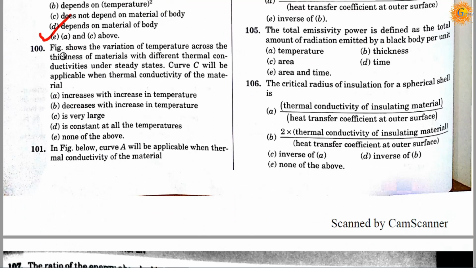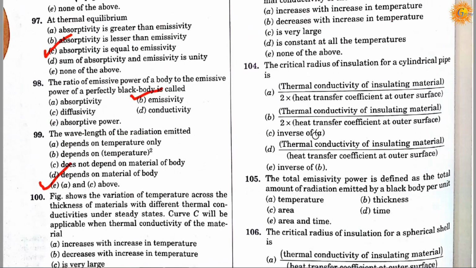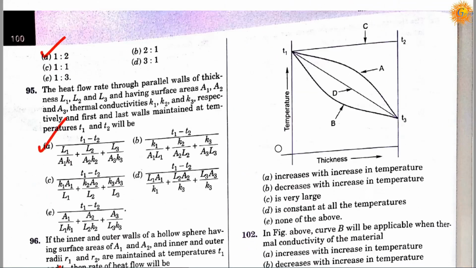Question number 100. The figure shows the variation of temperature across the thickness of materials with different thermal conductivities under steady state. Curve C will be applicable when the thermal conductivity of the material is... First of all, I'm showing you this graph between temperature and thickness, with temperatures T1, T2, T3 and curves A, B, D and C, this one.